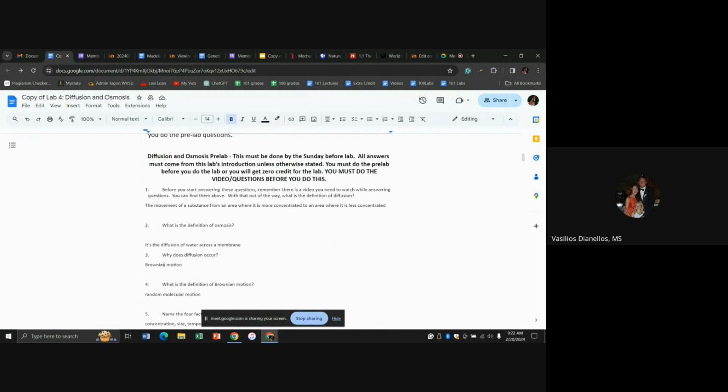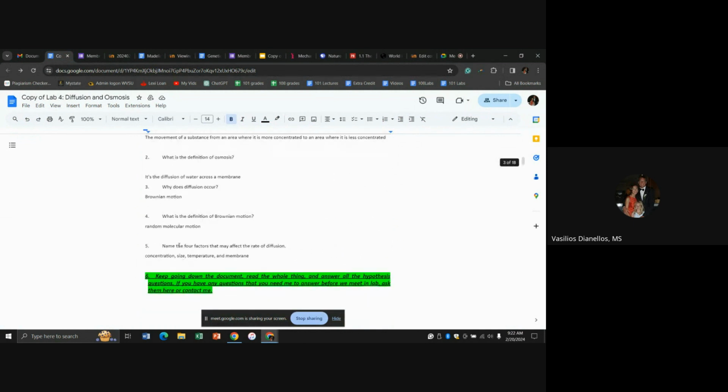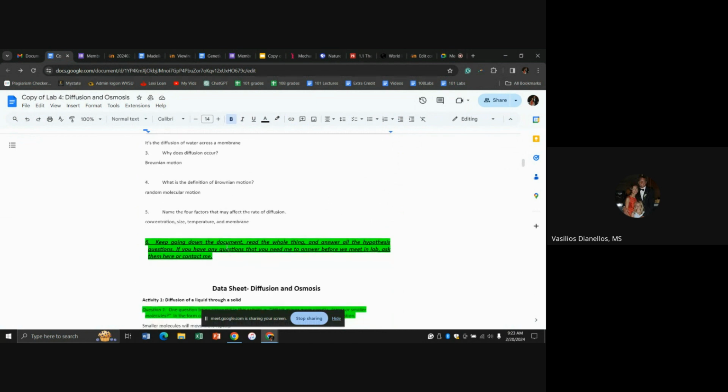Why does diffusion occur? Brownian motion. Good. What is Brownian motion? Random molecular motion. Good. Name the four factors that may affect the rate of diffusion. According to this introduction, they are concentration, size, temperature, and membranes. That is correct. Now let's go down and make sure that you did all the hypotheses.